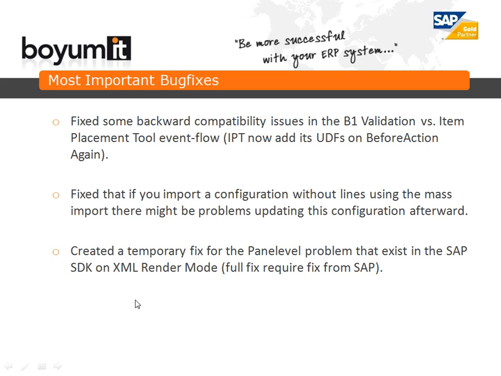B1 Usability Package 4.0.2 also include a lot of bug fixes, but here are the three most important bug fixes that you need to know. We have in the past, since 3.9.3, had some backward compatibility issues with B1 validation system configurations versus item placement tool if those configurations actually use those item placement tool new items.